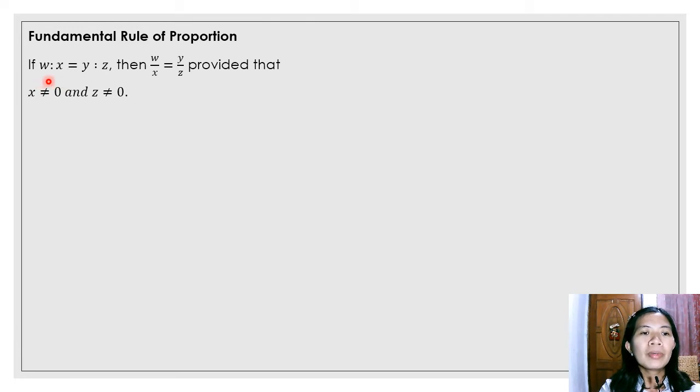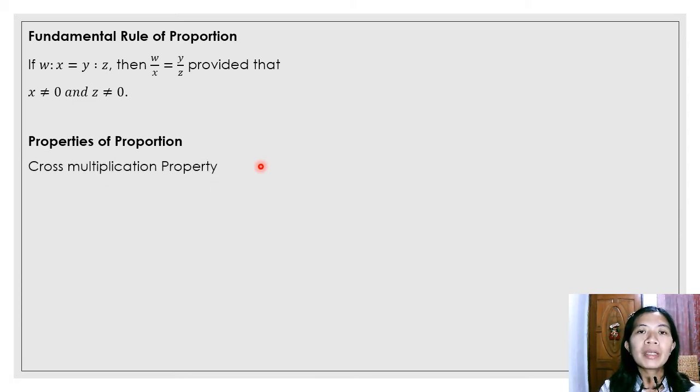If W is to X equal to Y is to Z, then W over X equal to Y over Z, provided that X is not equal to 0 and Z is not equal to 0. So the denominators should not be equal to 0. Properties of proportion. So we have here several properties. The first one is cross multiplication property.